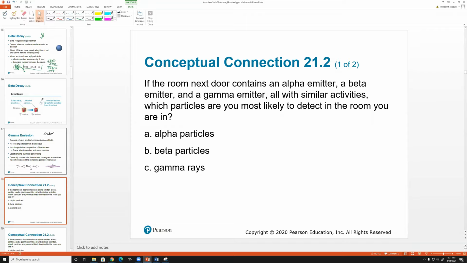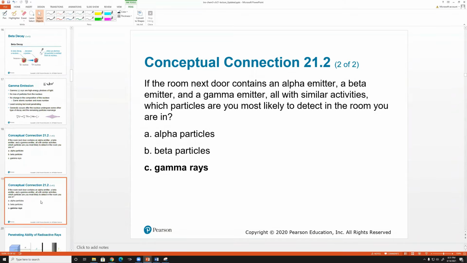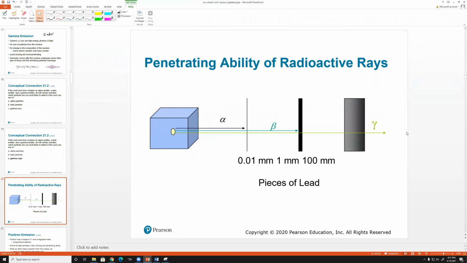C, yep, gamma rays. Good. Because they're the strongest penetrating. And here's a little picture of that. So gamma rays could even go through some lead. That's why with any nuclear reactors, they usually block it up with lead and concrete, and usually multiple feet of it.